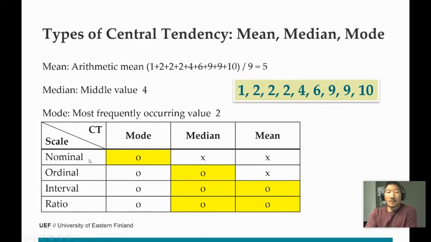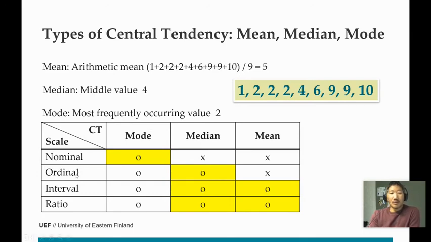If you have the nominal scale, you can use the mode, one type of the central tendency, because nominal value has no indication of direction. It is only a label or an identifier. So you can use the mode when you are dealing with nominal variables.